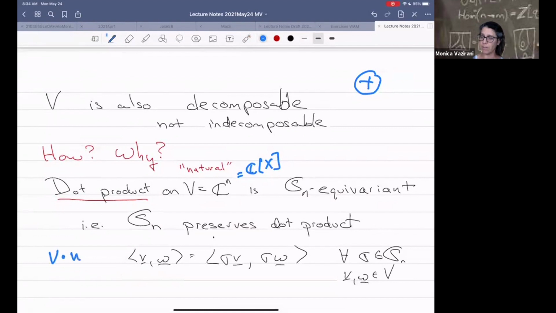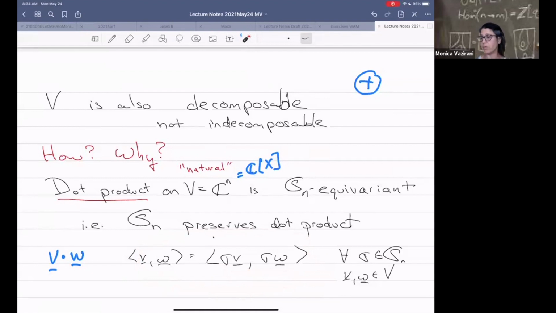You might see v dot w. I'm going to actually write it as a pairing with angle brackets, because later on we might replace it with other inner products or other pairings. Okay, and so if I pair v and w, that's the same thing as if I pair sigma v with sigma w. And this works for all sigma in Sn. So this is what I mean by preserving dot product.